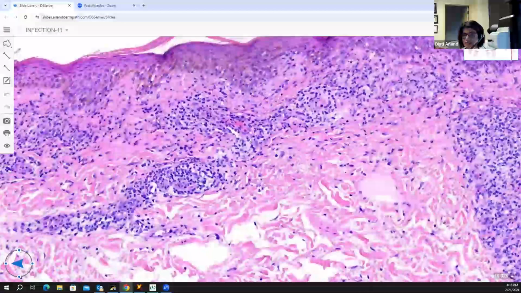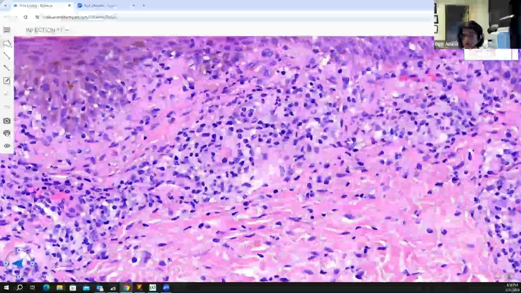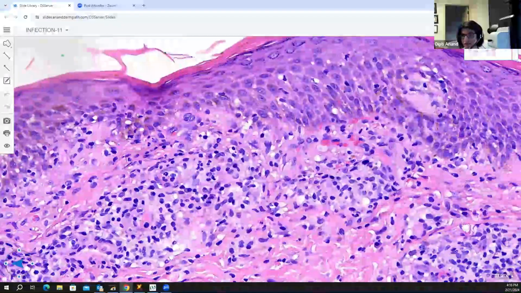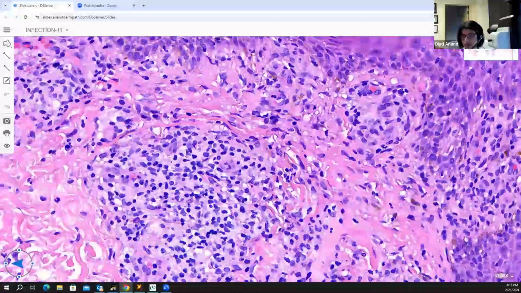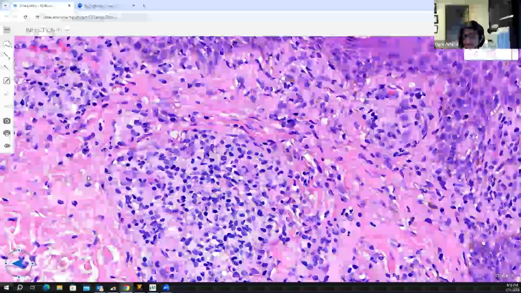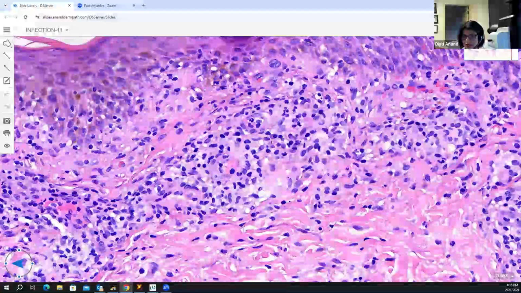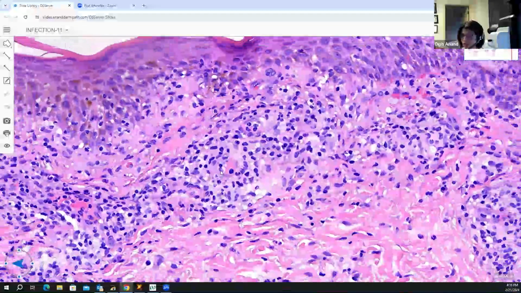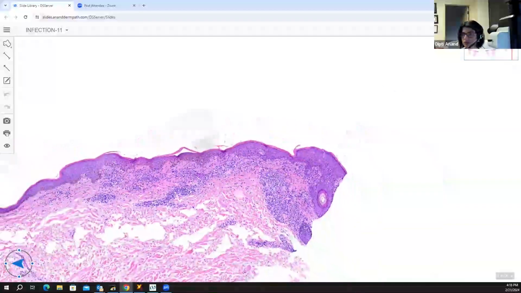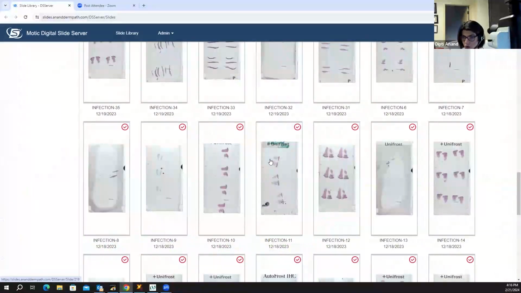So you can again see in here the same thing. You can see the neutrophils pouring out of the vessels in here. This one is kind of like a vaguely granulomatous infiltrate in the dermis with scattered plasma cells. You can see the nice plasma cells in here. So this again should make you think about secondary syphilis. What else?